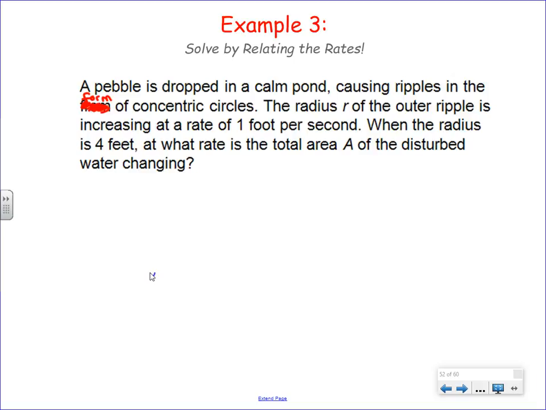A pebble is dropped in a pond, causing ripples in the form of concentric circles. The radius of the outer ripple is increasing at a rate of 1 foot per second. When the radius is 4 feet, at what rate is the total area of the disturbed water changing? Boom. I dropped my check.